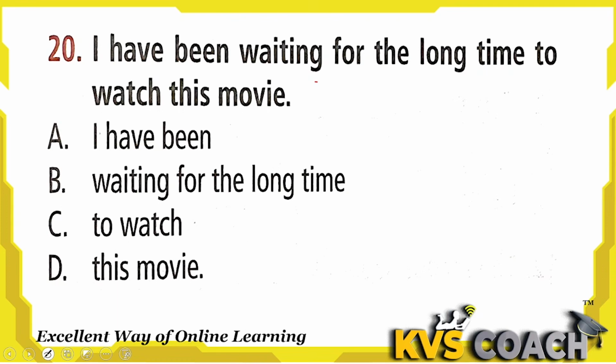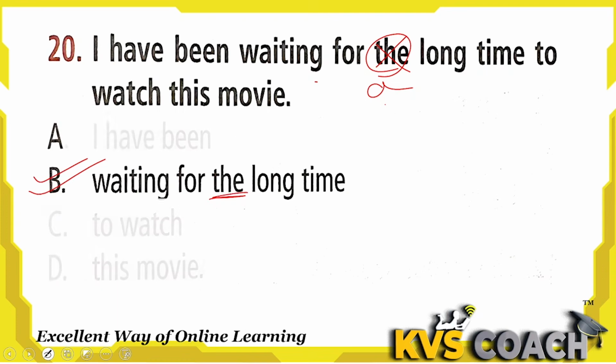Next is, "I have been waiting for the long time to watch this movie." In this sentence we don't use "the," we use "a," because a specific time is not given. The person is saying "for a long time," but we don't know which long time. He doesn't mention any year, month, day or date. He is just making a general, common statement. So for this we don't use "the," we use "a." I have been waiting for a long time to watch this movie. So this is the wrong part, and this is the right answer.